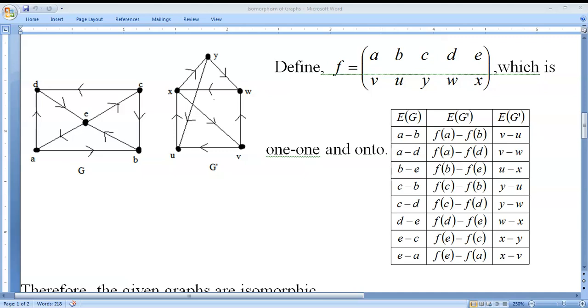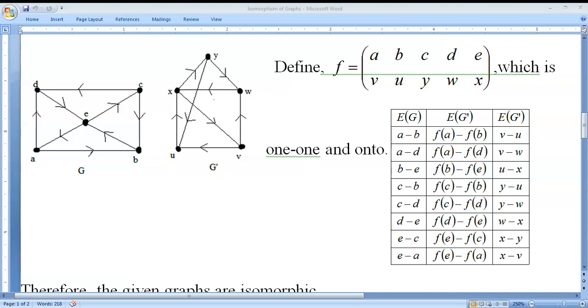So for A the in degree is 1, out degree is 2. For V the in degree is 1, out degree is 2. For Y also the in degree is 1, out degree is 2. So here I have mapped A onto V. There is another alternative also: you can map A onto Y. The reason is for A, V and Y the in degree and out degree are the same, so you can map A to Y also, but here I have taken A to V.